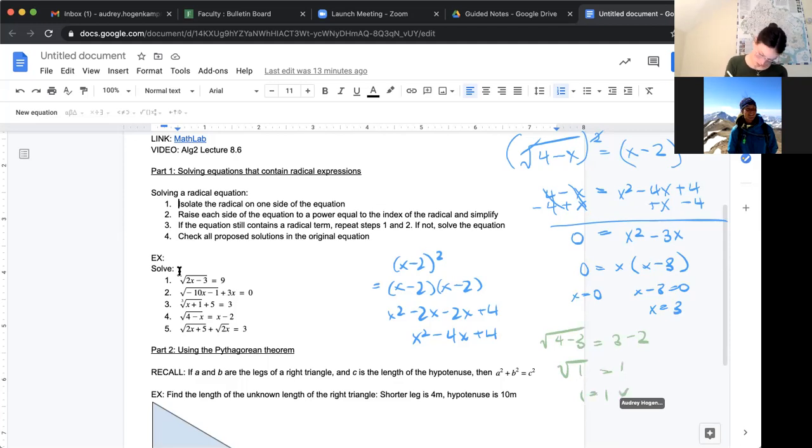Let's check 0 now. So if we have the square root of 4 minus 0 is equal to 0 minus 2, the square root of 4 minus 0 is the square root of 4 is equal to -2. And so the square root of 4 is 2. 2 equals -2 is not a true statement. So 0 does not work as a solution in this case.